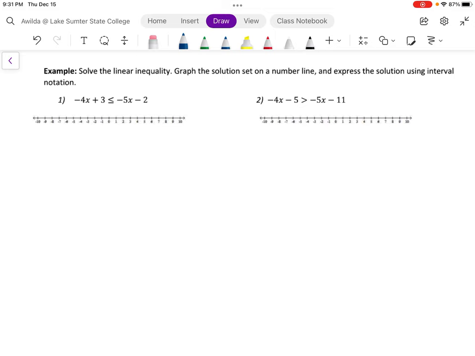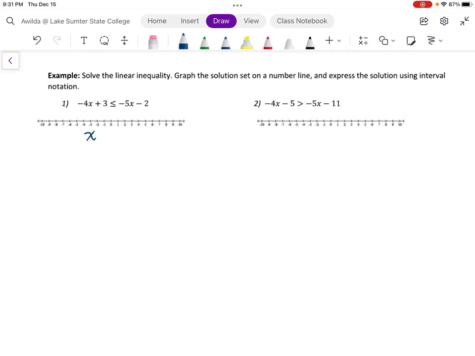In the next section of our notes, we're going to look at how to graph the solution set of linear inequalities. And we're also going to practice how to write the solution set using interval notation. Our next example is that -4x + 3 is less than or equal to -5x - 2. We can start by adding 5x to both sides of the inequality to get that x + 3 is less than or equal to -2. Next, we subtract 3 from both sides to get that x is less than or equal to -5.